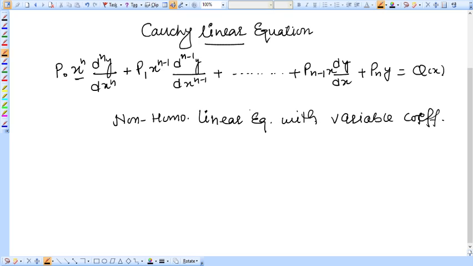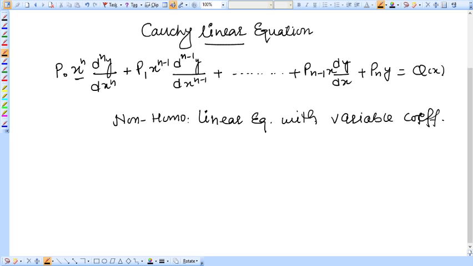As we saw in the last two-three videos, we saw how to solve non-homogeneous linear equations with constant coefficients. Now we are changing the equations a little. We want to solve such non-homogeneous linear equations which involve variable coefficients. So this is one of them, and we will see how to solve these sorts of equations.